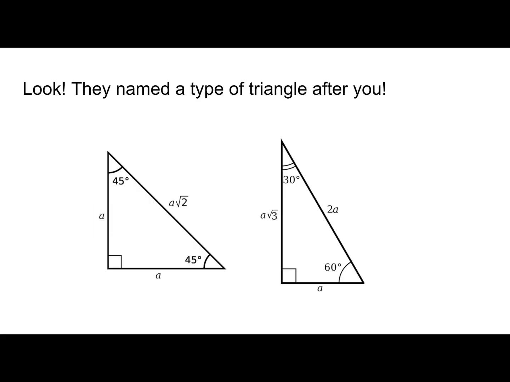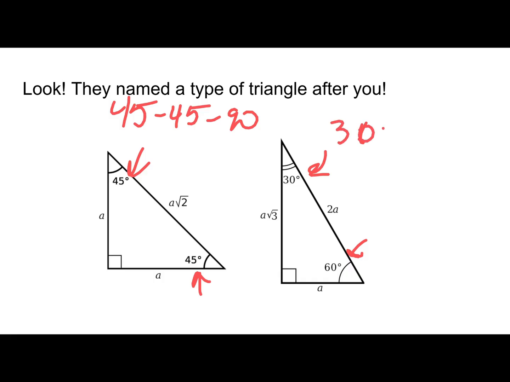Look at that. They named this type of triangle after you. These are special right triangles. Basically all this means is, some mathematician at some point in time figured out that if we have these certain angles, which is 45, 45, 90, I'll write these out, because why not? 45, 45, 90, or these ones here, 30, 60, 90, then they'll have these certain length properties.